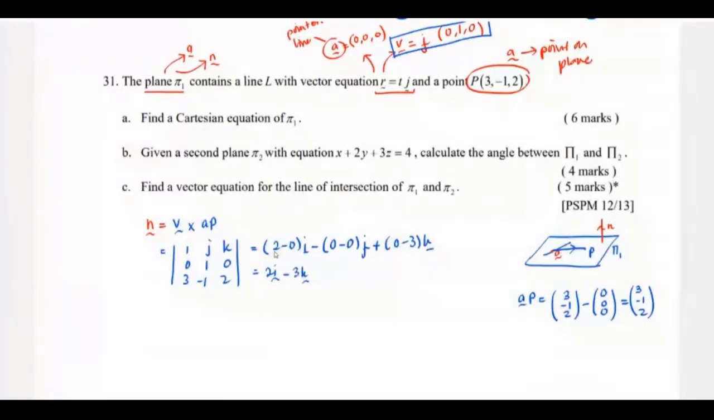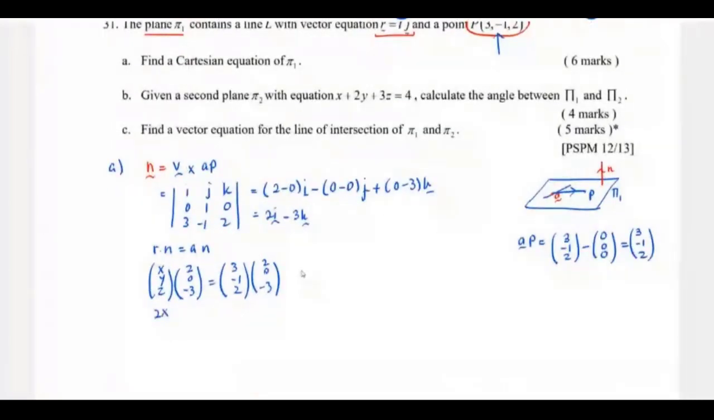So n dah ada, p dah ada, a dah ada. So directly we can have it r dot n equal to a dot n. So ini bahagian a. So we have it x, y, z. Normal kita adalah 2, 0, -3. A kita adalah di sini. 3, -1, 2. N adalah 2, 0, negative 3. Okay, so simplified, we're going to have 2x minus 3z equal with 6 minus 6. So 2x minus 3z equal with 0. Okay, so that's how we have it for the plane one. So ini adalah untuk plane one.